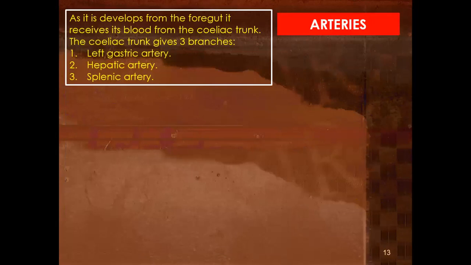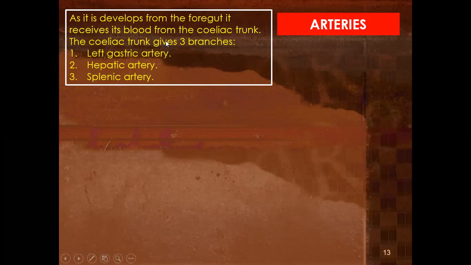Now coming to the arterial supply, the blood supply of the stomach, as it is developed from the foregut. When we discuss the development, we'll observe that whatever is above the second part of the duodenum is developed from the foregut. Below the second part up to the transverse colon, it is by the midgut, and below that is by the hindgut. The foregut is supplied by the artery of the foregut, called the celiac trunk or celiac artery. So because the stomach is also developed from the foregut, it receives the blood supply from the celiac trunk.